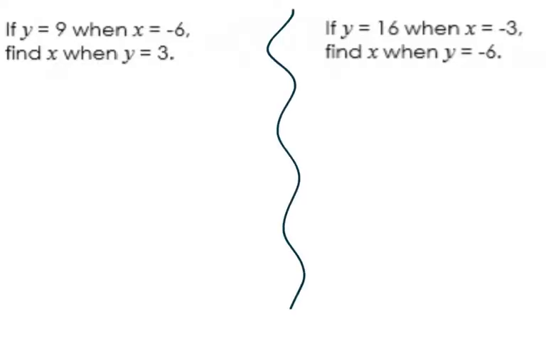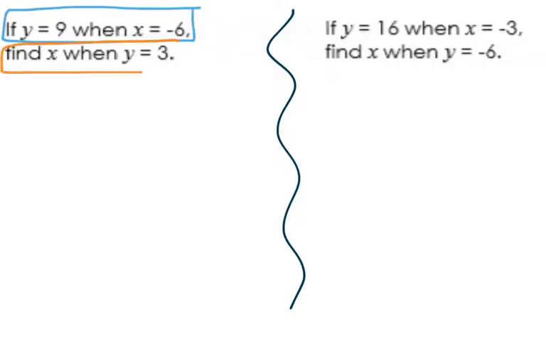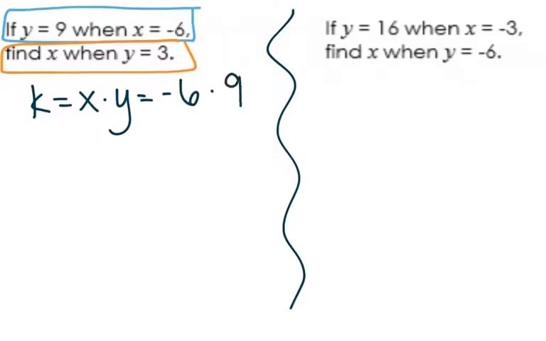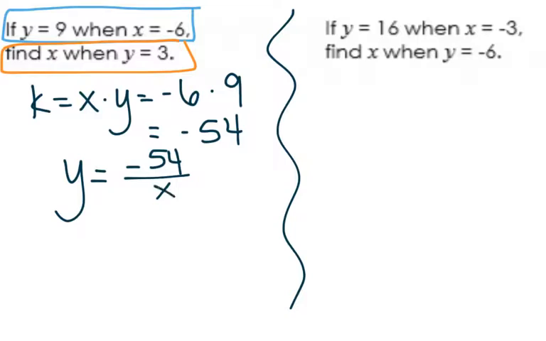Okay, so just a little bit harder. So now, we just don't have coordinate points, we're given statements. We're going to use the statement in blue to figure out what k equals. K equals x times y. X is negative 6 when y is 9, so that's negative 54. So my equation is going to be y equals negative 54 divided by x. Now I'm going to use the part in orange, and it tells me I'm finding x when y is 3. So I'm going to replace y with 3.